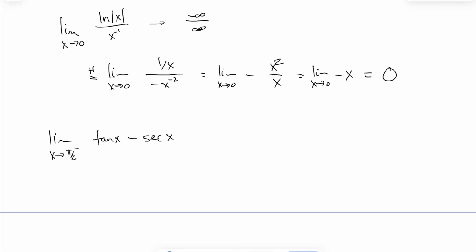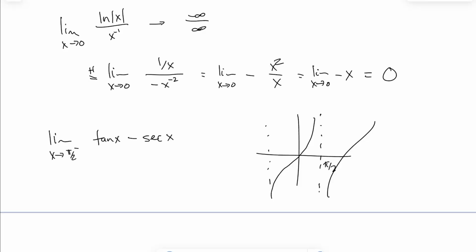It might be helpful to draw a graph of these two things to know what happens when you plug in tan of pi over 2, because tan of pi over 2 actually is not defined. The graph of tan, I hope everybody remembers, looks like this, where this is pi over 2, and it has these repeated vertical asymptotes, right?